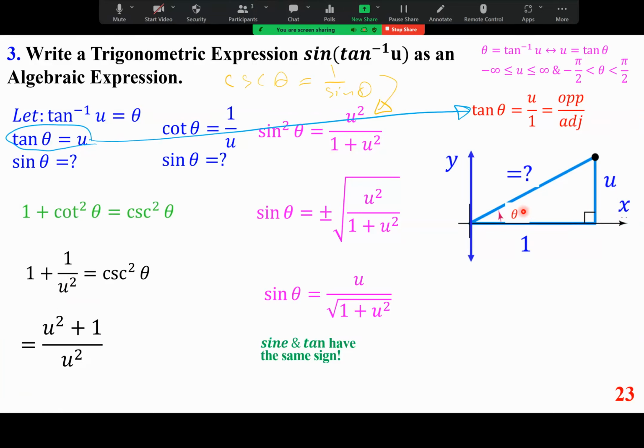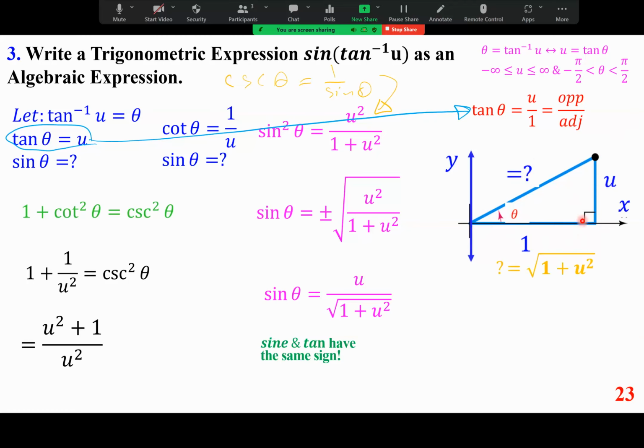So this is theta. So you draw it. It doesn't have to be to scale. You draw any triangle that you want. Here's theta. The opposite is u, and this is 1. So you can calculate this using the Pythagorean theorem. Square this one, add them up, the square root of that. That would be the question mark, right?